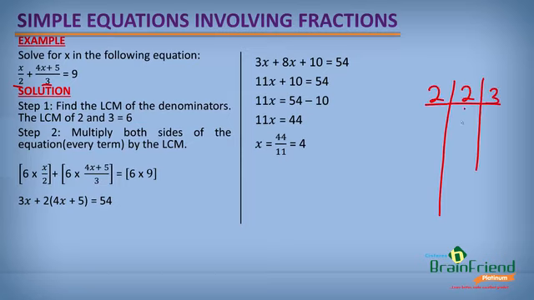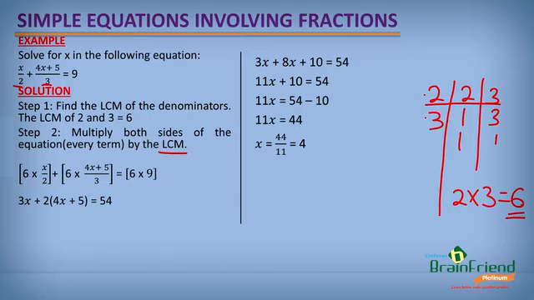is 6, because 2 times 3 is equal to 6. So this is the LCM of 2 and 3: 6. The second step is to multiply both sides of the equation. This equation has two sides, the left-hand side and the right-hand side. Multiply both sides of the equation by the LCM.